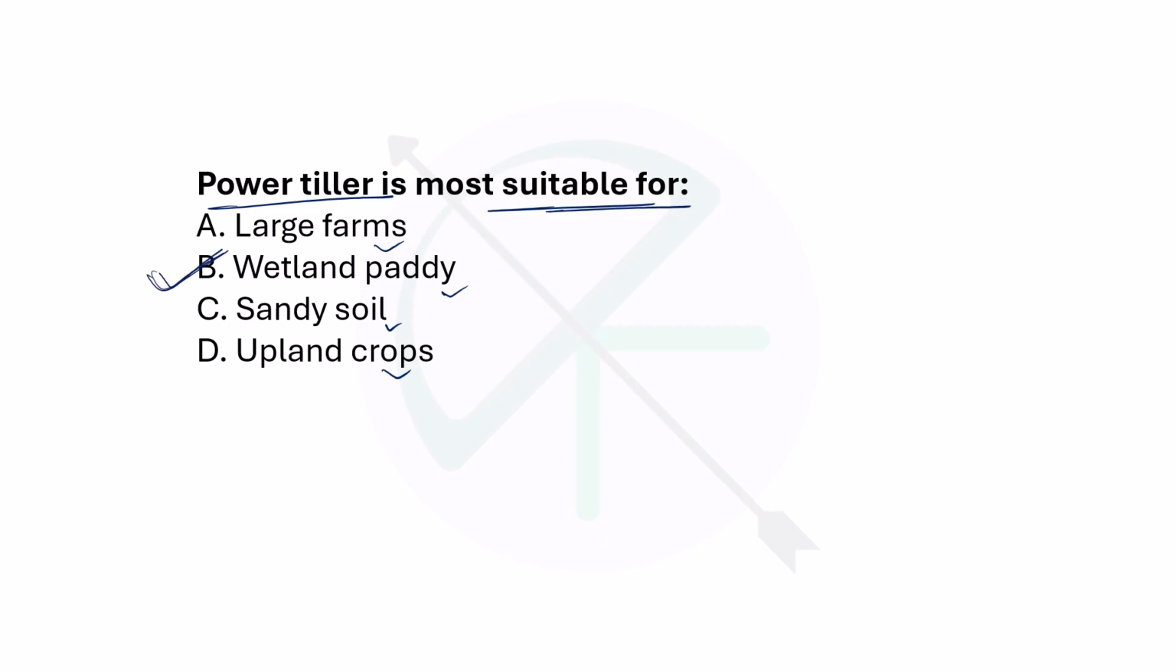Because what happens is that under puddled condition, wetland paddy, what happens? There are puddled conditions, okay? So the water is filled into that, and the power tiller is mostly used for rotary cultivation inside this puddled soil, okay? The physical condition of the soil in poorly drained paddy fields distinguishes it from the general wetlands, okay? So that's why in wetland paddy the power tiller is mostly used.